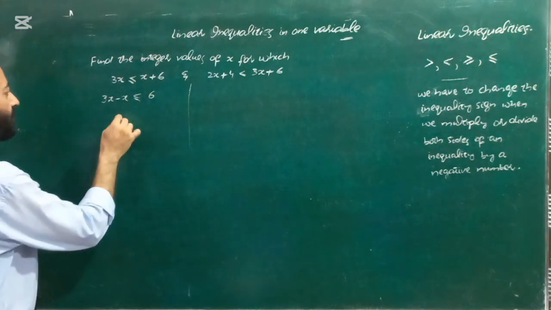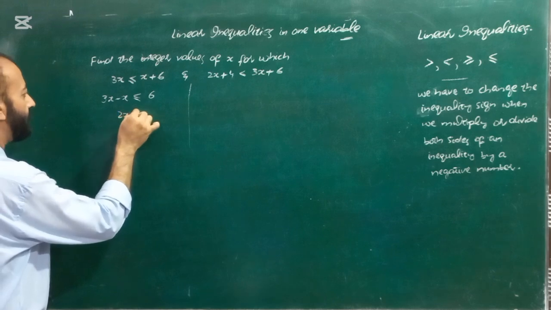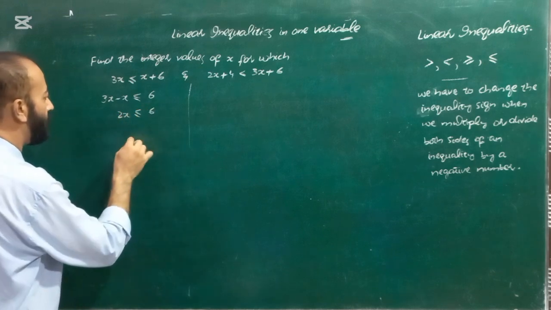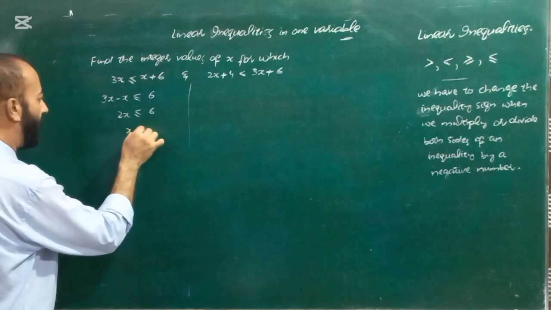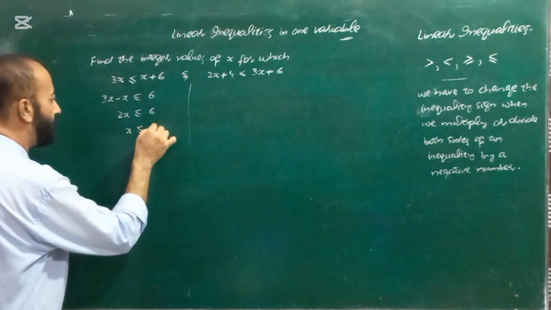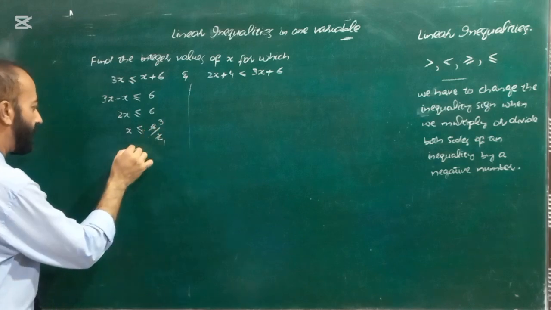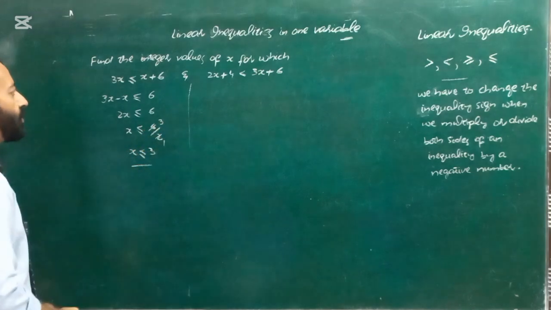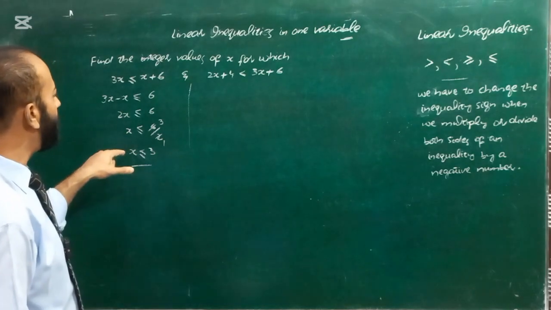At this step, 3x minus x is 2x and the rest of the things will remain the same. This 2 will go to the denominator of the right hand side. So 6 divided by 2. 2 threes are 6, so x is lesser than or equal to 3. So this is the answer of the left side inequality.